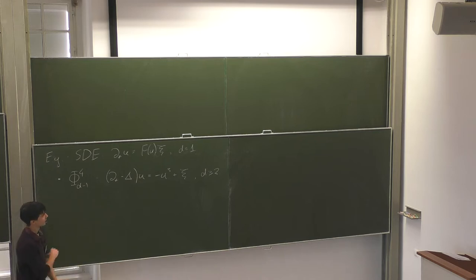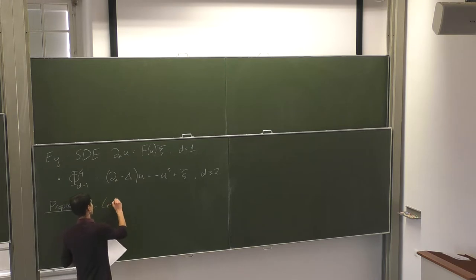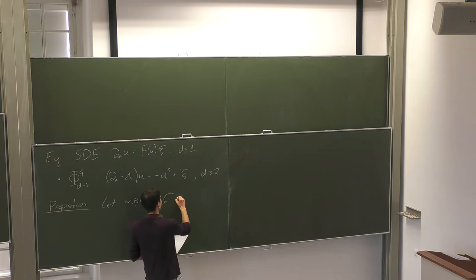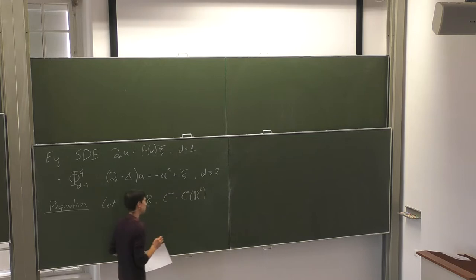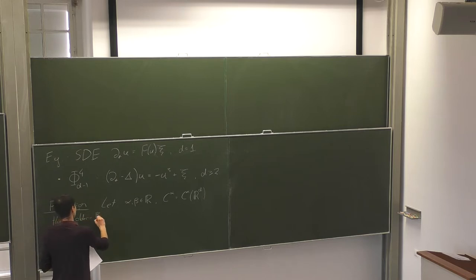So to put a little bit more detail into this, let me recall a proposition. Let alpha and beta be real indices, and denote by C^alpha(R^d) the order alpha Hölder-Besov spaces.